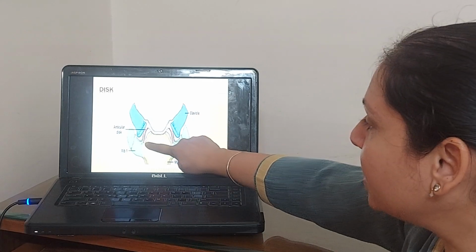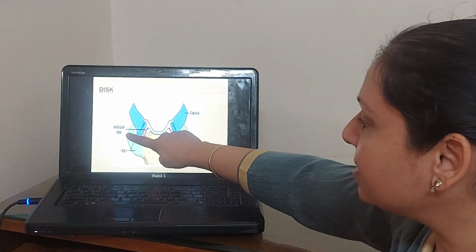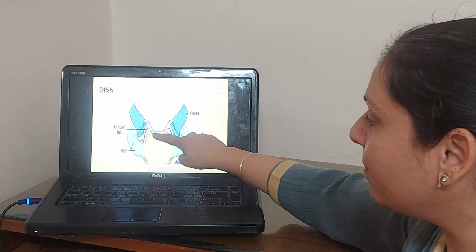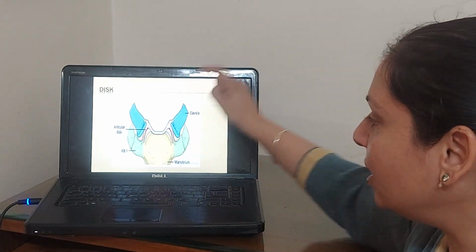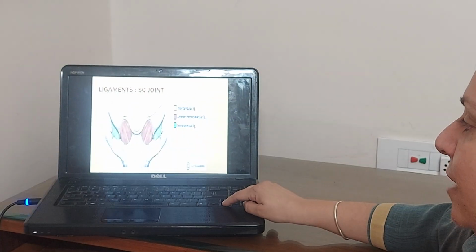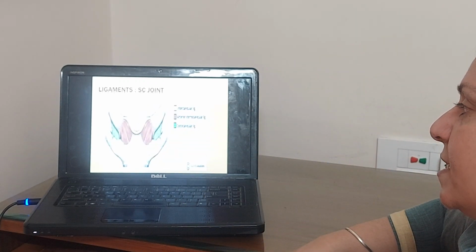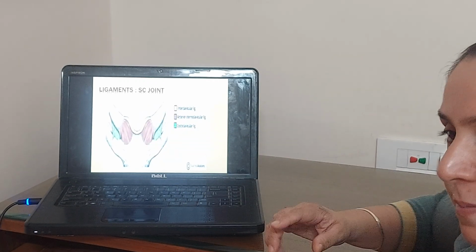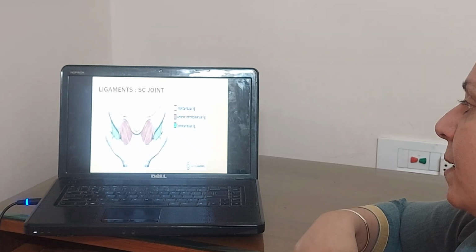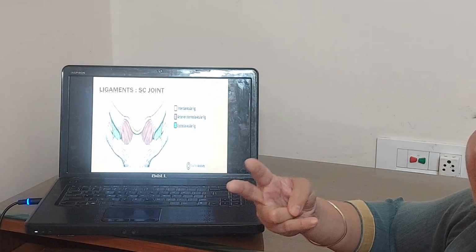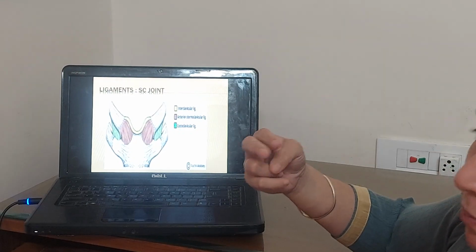And if you can see, this is the clavicle, this is the first rib, this is the manubrium sterni, this is the interclavicular ligament, and this is the articular disc. Fine. And these are the three ligaments. The yellow one is the interclavicular ligament, the red one is the anterior sternoclavicular ligament, and similarly it has a posterior sternoclavicular ligament. Then the green one is the costoclavicular ligament having two laminas, the anterolateral and posteromedial lamina.